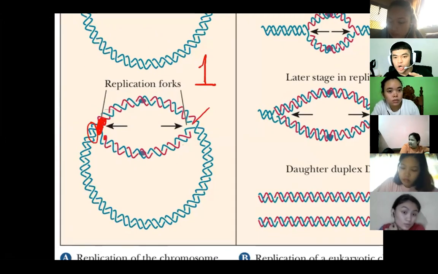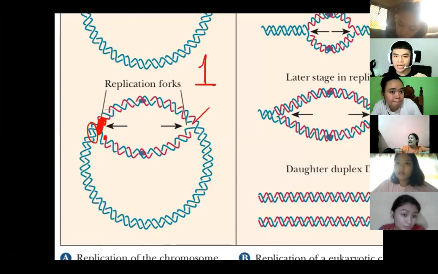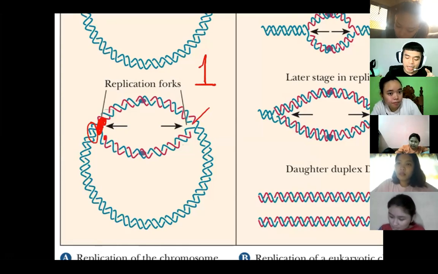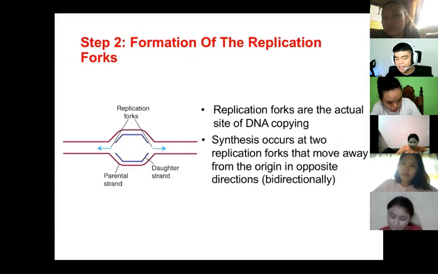Huwag niyong pansinin yung color red ha. Huwag niyong pansinin yung color red na helical. Parang inassume dyan na meron ng kapares. Ang tignan nyo lang yung color blue. Okay? So sa pagitan ng double-stranded portion at ng single-stranded, ang tawag doon, replication fork. Okay? Replication fork. So anong nire-represent guys ng replication fork?